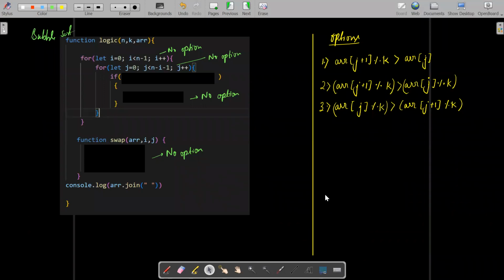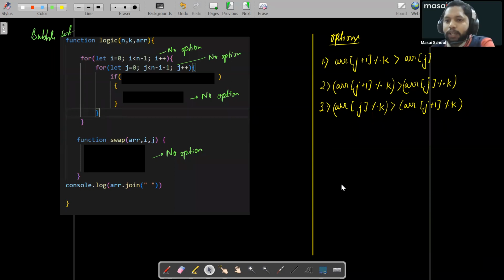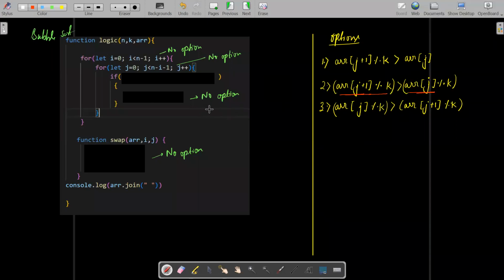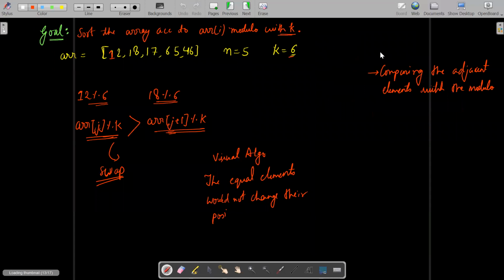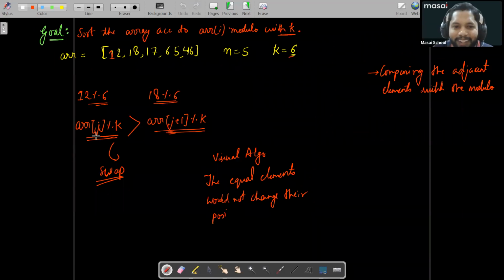Sir, second one, sir. Okay. So what you are saying here: if array[j+1] modulus k is greater than array[j], then you will swap it. Yes, sir. No, Mudabir, it is wrong. Sorry, Mudabir, I am extremely sorry. We have already seen this. Let me clear it once again. Okay, sir.